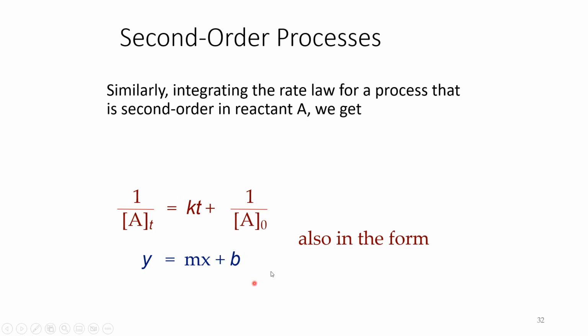So again, we can have a form of this equation equal to y equals mx plus b. So again, the slope of the line is going to be equal to the rate constant. And in this case, we'll just have a positive slope, so we don't even have the negative sign here. But rather than having the natural log of these concentrations, we're going to have the inverse of the concentration. So we've got 1 over concentration at some time on the left, and then 1 over the initial concentration on the right-hand side.